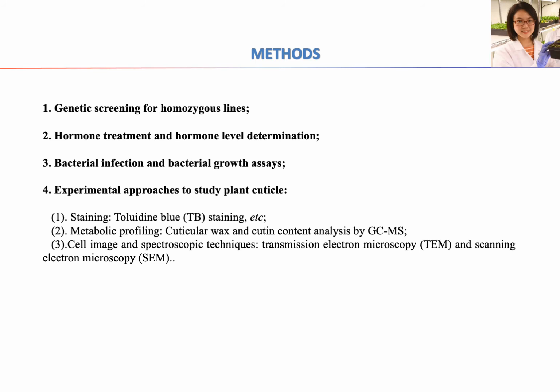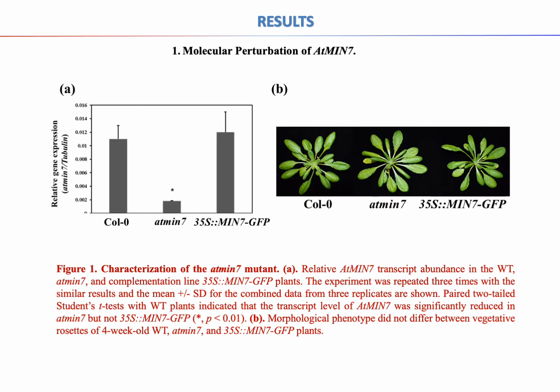We applied different kinds of approaches to study our project, including genetic screening, hormone treatment, hormone level determination, and bacterial infection. We also apply specific approaches to study plant cuticle, such as staining, metabolic profiling by GC-MS, and cell imaging through TEM and SEM. At first, we got the AtMIN7 mutant and complementation line. The mutant didn't show significant differences in phenotype compared with the wild type and complementation line.